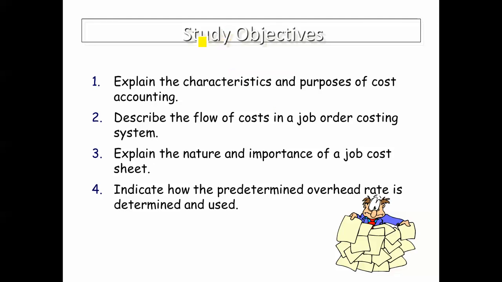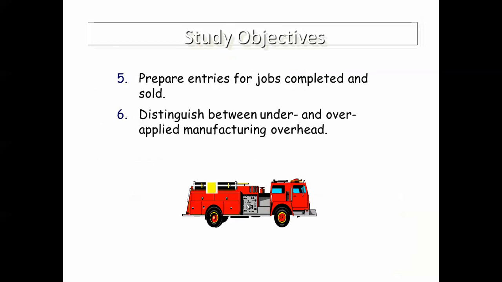Study objectives here. Explain the characteristics and purpose of cost accounting. Then describe the flow of costs of the job order costing system. Explain the nature and importance of a job cost sheet. Look at the predetermined overhead rate and how it's used. Now there's the problem that we're going to have. Then we're going to finish by looking at the under and overapplied overhead.